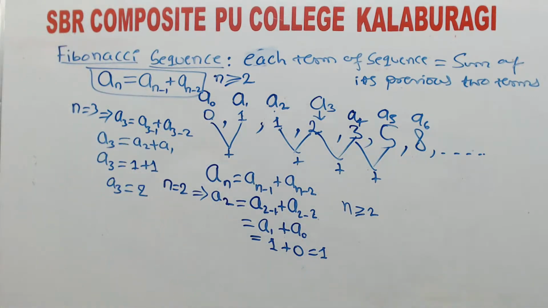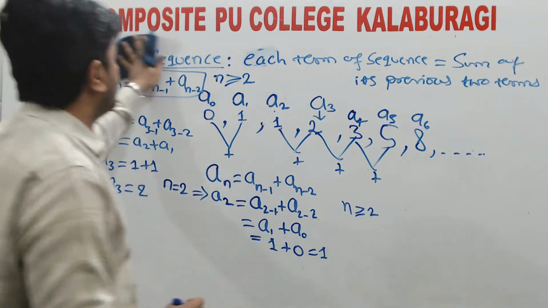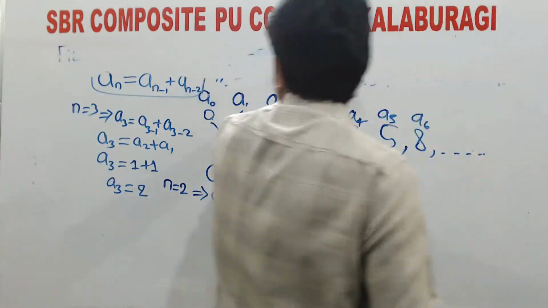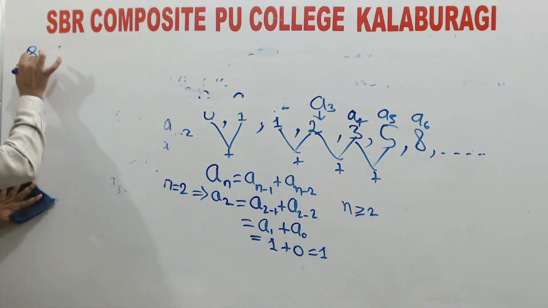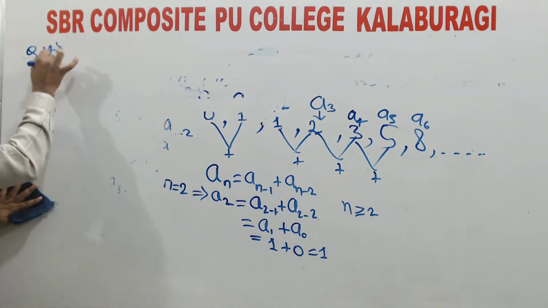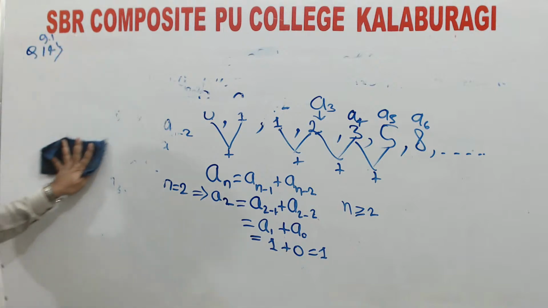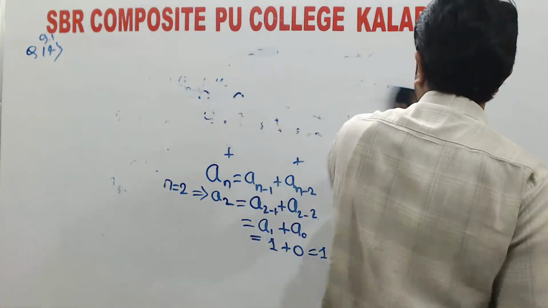So based on this Fibonacci sequence, I will take one example. I think it is question number 14 in exercise 9.1. It is the last question.